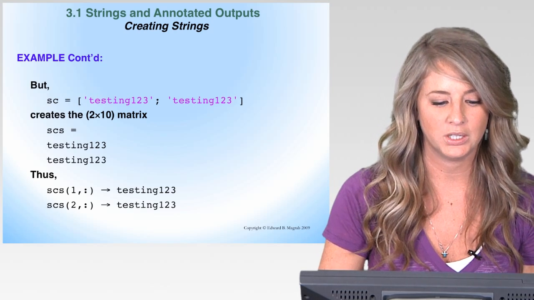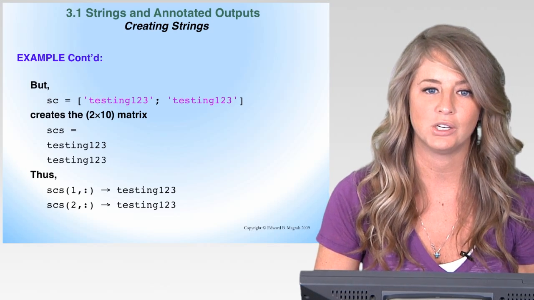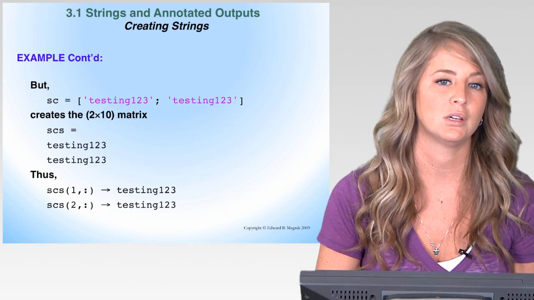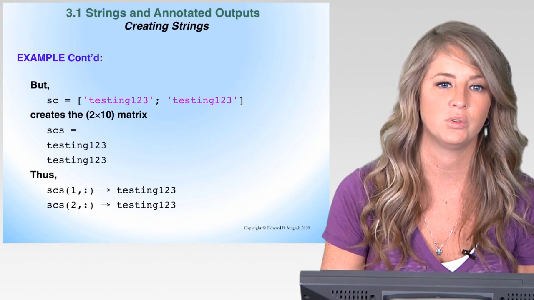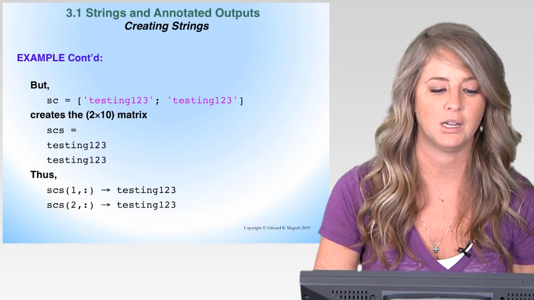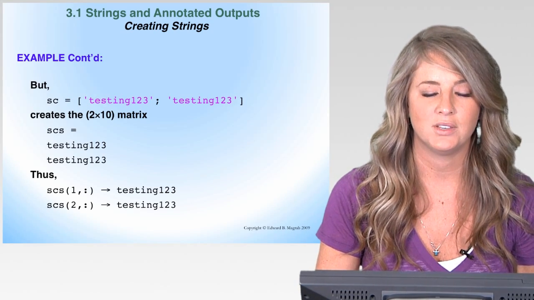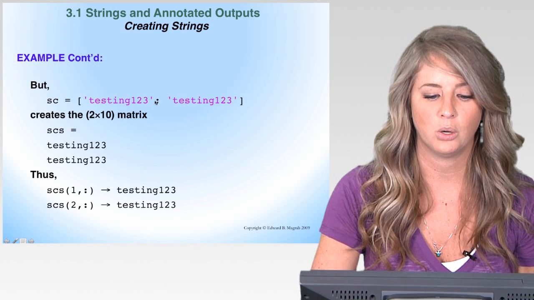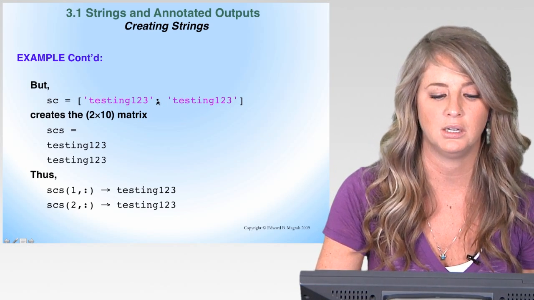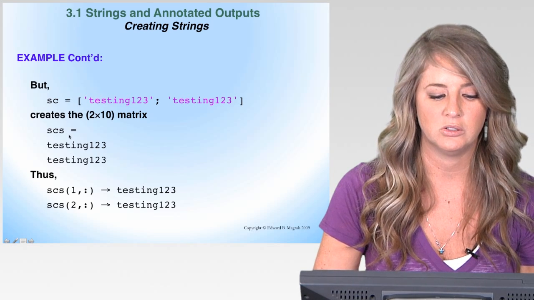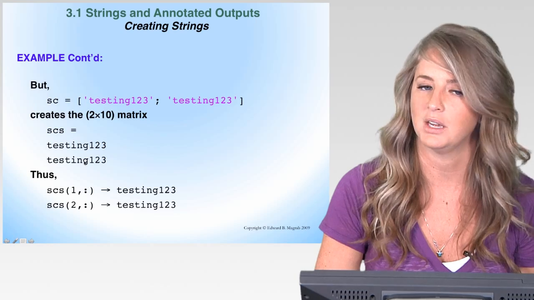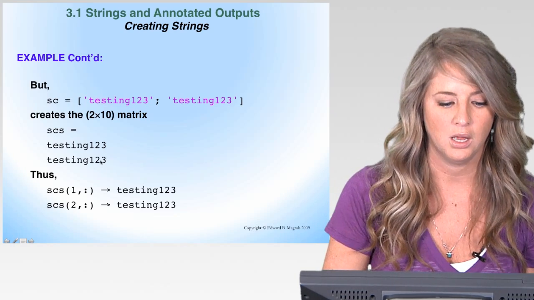We'll just continue here. So let's say that now we wanted to create a 2 by 10 matrix. This time we have 2 rows and what's considered to be 10 columns, each character representing a column. We would do that this time using this semicolon in between the two. Remember, that's what's used in matrices to create a new row. So when you execute the script, you can see now we have 2 rows that are each comprised of the testing 1, 2, 3 string.